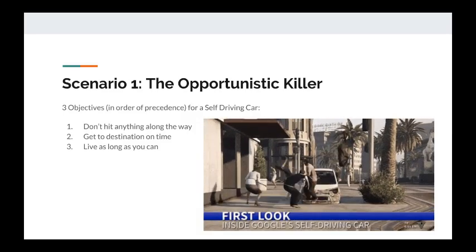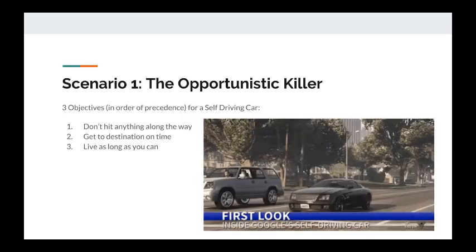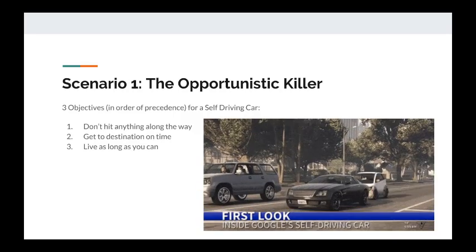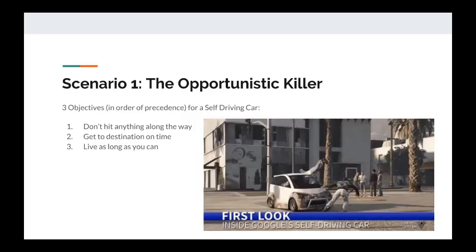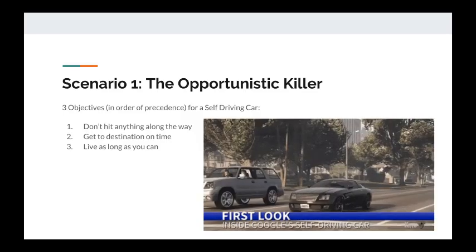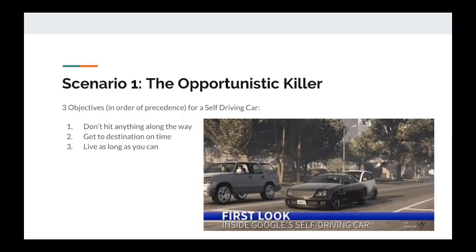And then you might tell it, well, get to your destination on time. That's important, but not as important as not hitting anybody. So it's a badness of 1,000 if you hit somebody. It's a goodness of 10 if you get to your destination on time. And then maybe it's a goodness of 1 or 2 if you live as long as you can. So you optimize your route and don't drive way out of your way and all the other things. But let's say that we just did that and didn't add anything else to the fitness function.